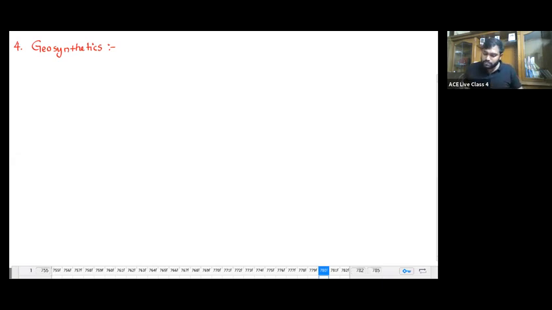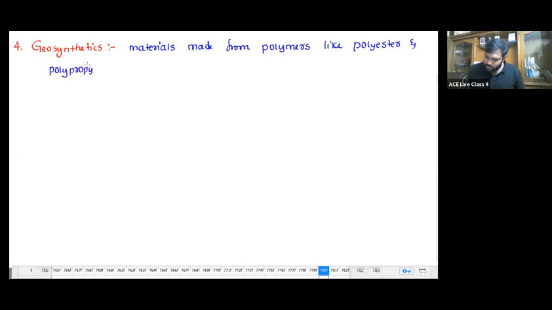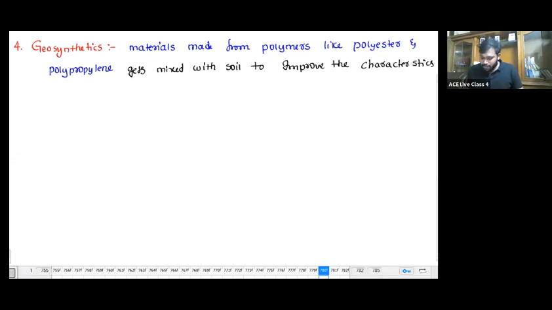So what is meant by geosynthetics? Material made from polymers like polyester and polypropylene, which gets mixed with the soil to improve its characteristics.